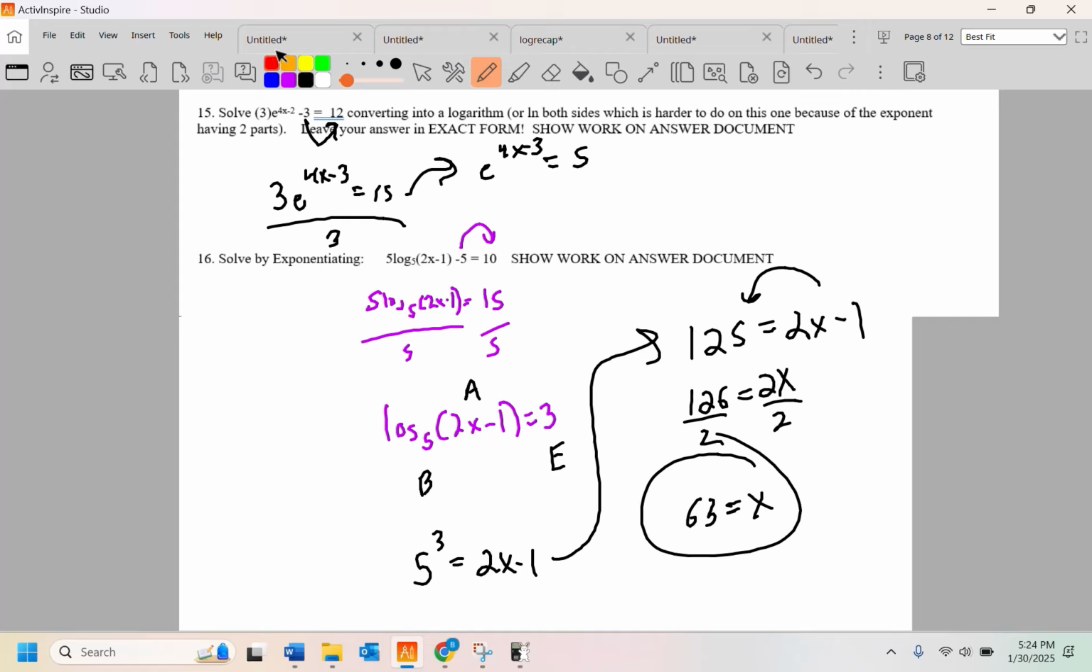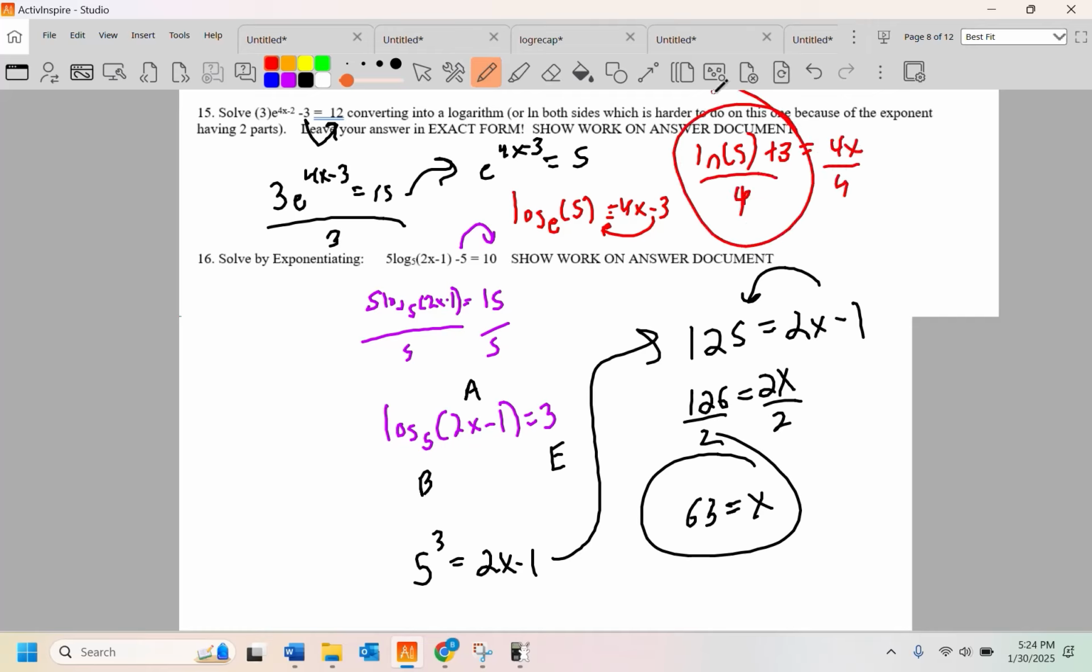We have isolated the base. We are going to change to a log. She is a log base e. Her argument is 5, and she equals 4x minus 3. Remember to understand the understood log base e is ln. Easy thing to do here is add 3. That would make us equal to 4x. Divide by that 4. There you go. 15's done.